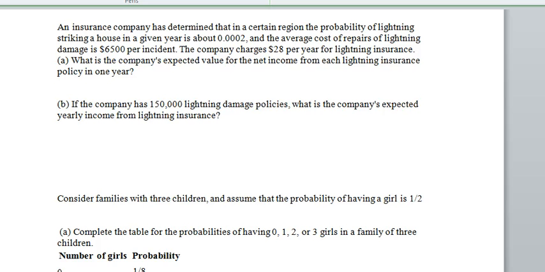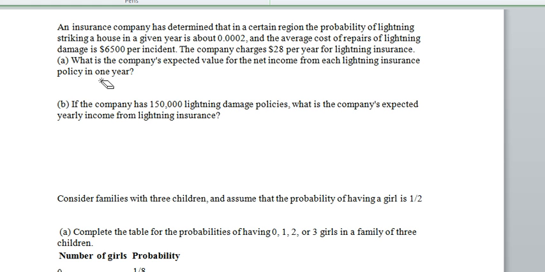An insurance company has determined that in a certain region, the probability of lightning striking a house in a given year is about 0.0002. And the average cost of repairs of lightning damage is $6,500 per incident. The company charges $28 per year for lightning insurance. What is the company's expected value for the net income from each lightning insurance policy in 1 year?